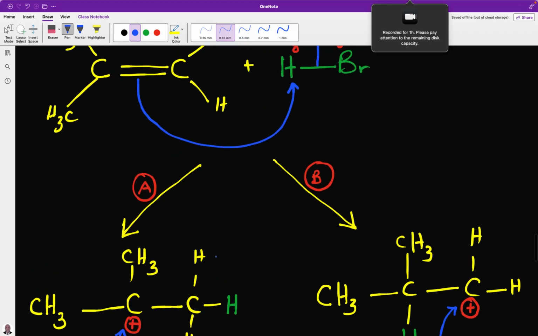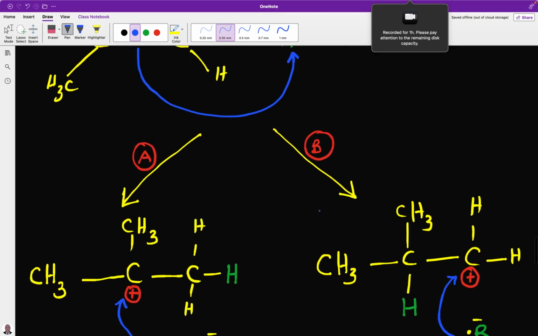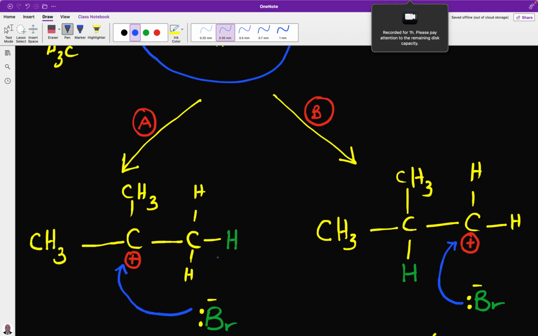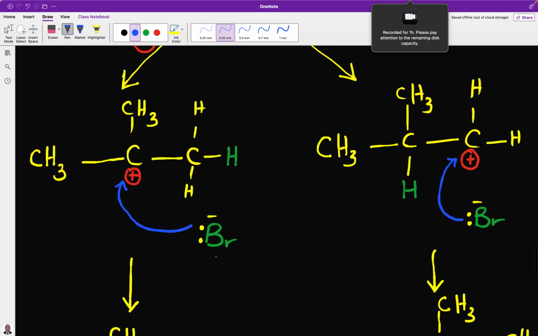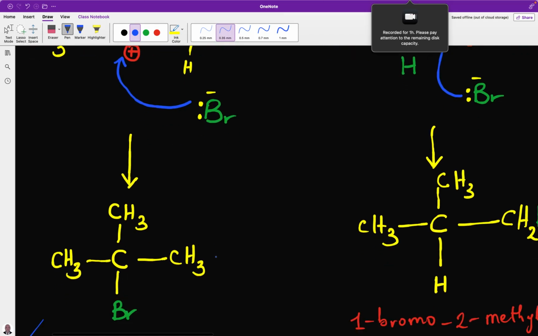Could attach itself to this carbon atom here. It could attach itself here or here. If it attaches itself here, A is our product. If it attaches itself here, B is our product. If it attaches itself here, this will be our product. You see what is happening? It is formed from what? From a tertiary carbocation.